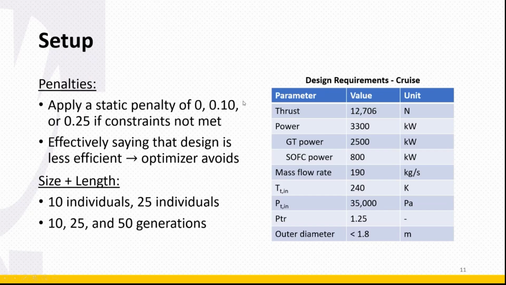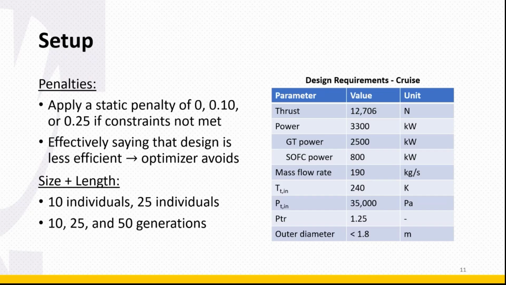To enforce these constraints, a static penalty factor is applied, and I've done 3 sets of cases or scenarios where a differing level of penalty factor is applied. The first one is apply no penalty factor. So if the constraint's not met, nothing happens. Then I've applied a small penalty factor of 0.1 and a large penalty factor of 0.25 if those constraints are not met. And this penalty factor is just a flat rate static value that is added to the fitness value for each constraint that is violated.